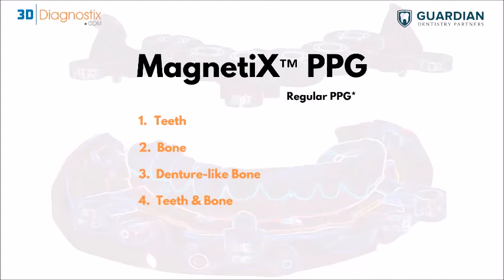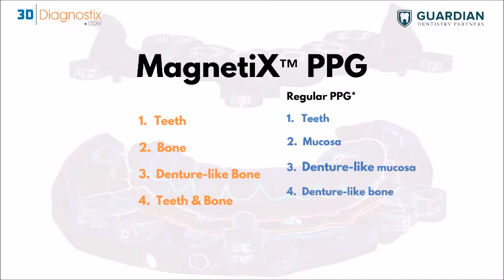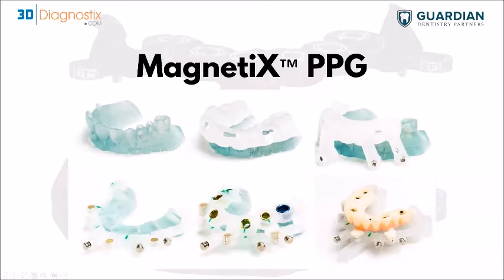Now, the regular PPG, we have 6 types: teeth, mucosa, denture-like mucosa-supported, denture-like bone-supported, a bone-supported regular PPG, and also a teeth and bone-supported PPG. Let me walk you through an old design which used the regular PPGs. So this one on the top right there is the regular separate PPG part. This, by the way, is the flap guide.